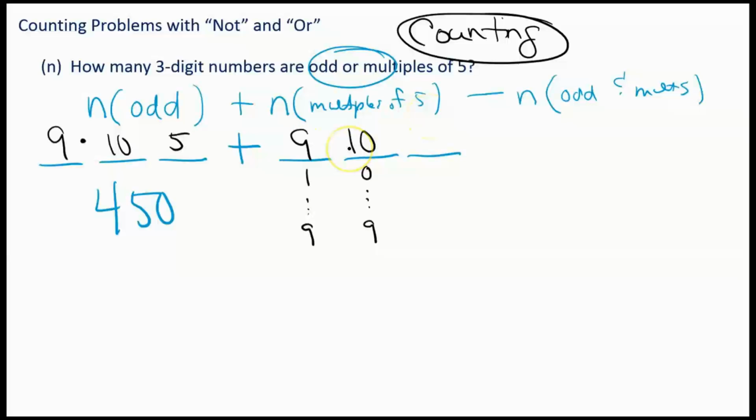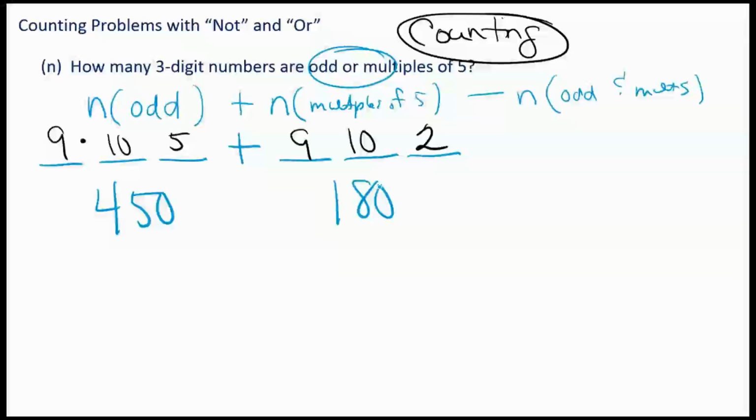I can reuse numbers. And then multiples of 5. Now, what makes a number a multiple of 5? Well, how about if it ends in a 0 or a 5? So I have 2 options for that number right there, just a 0 or a 5. Now, when I multiply this together, I get 9 times 10, which is 90, times 2 is 180. So I have 180 options for 3-digit numbers that are multiples of 5.